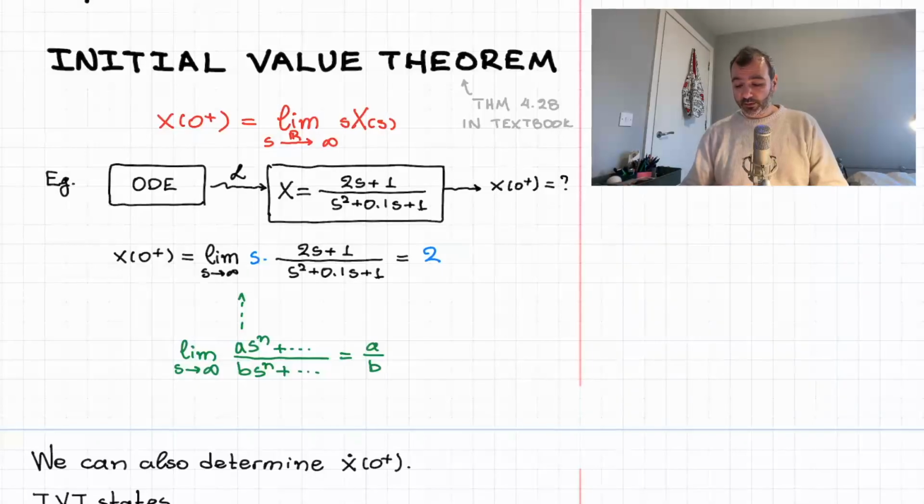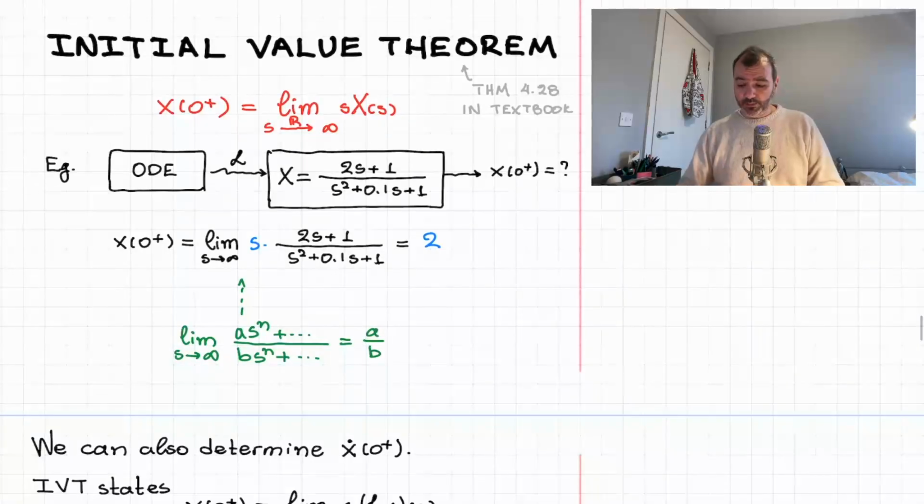The initial value theorem is a very simple formula that gives you x at 0 plus. It is the limit as s goes to infinity of s times X of s. Now remember, s is a complex number. In this limit, we're taking s to be a real number. We're writing s goes to infinity over the real numbers. This is the initial value theorem, and it is theorem 428 in the textbook.